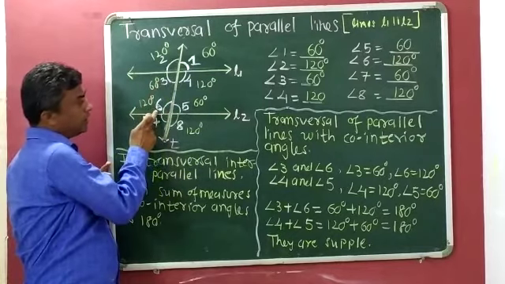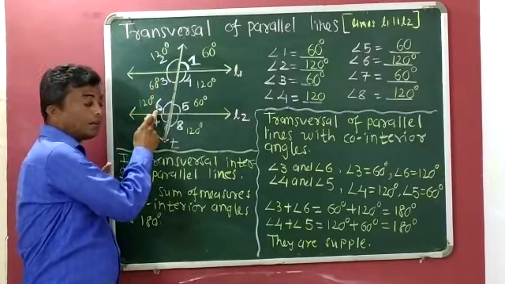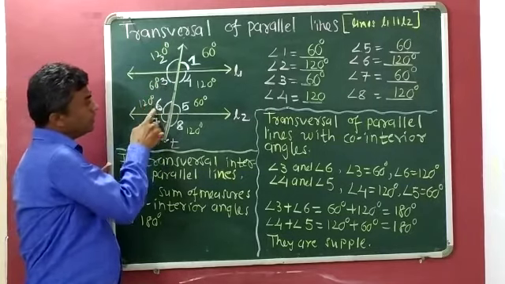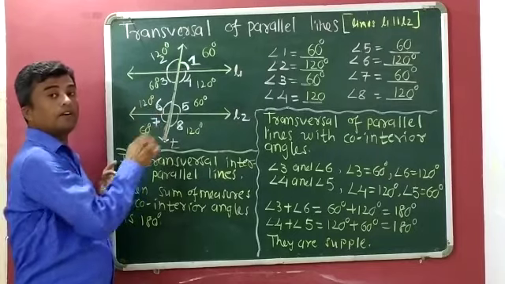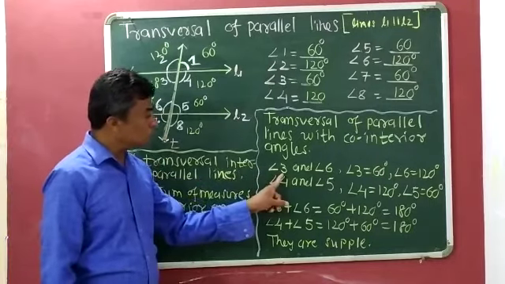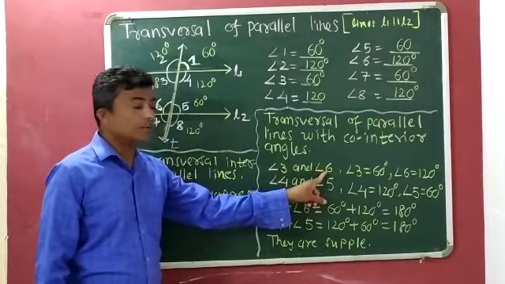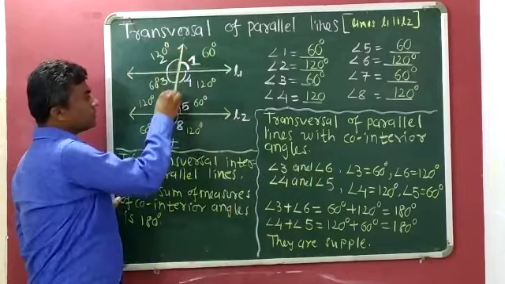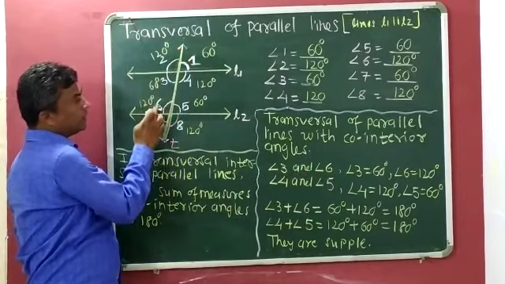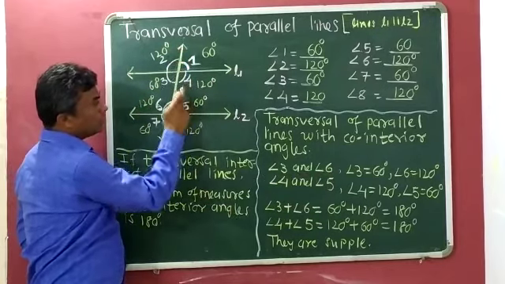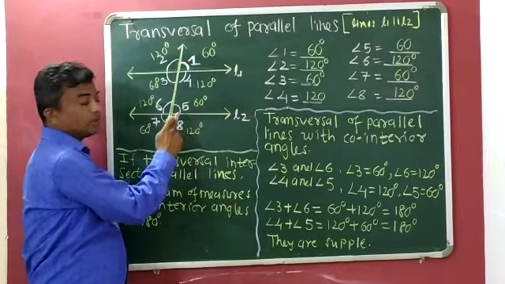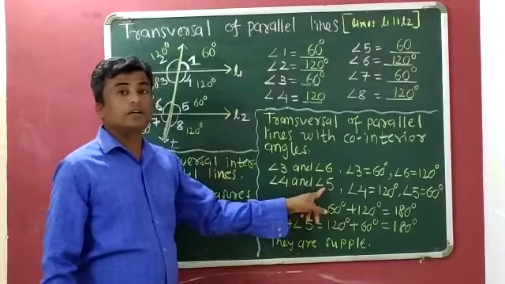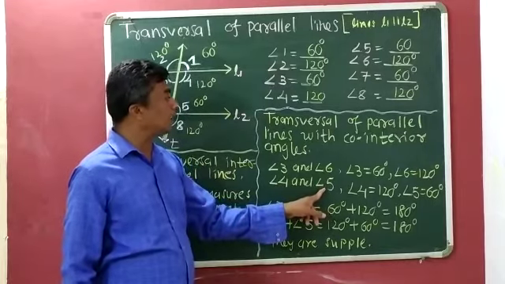So angle 3 and angle 6 are interior angles and they are on the same side of the transversal. So angle 3 and angle 6 are one pair of co-interior angles, the first pair. Now see, again this is the transversal. This side is angle 3 and angle 6. Now on this side, angle 4 and angle 5 are the second pair of co-interior angles.